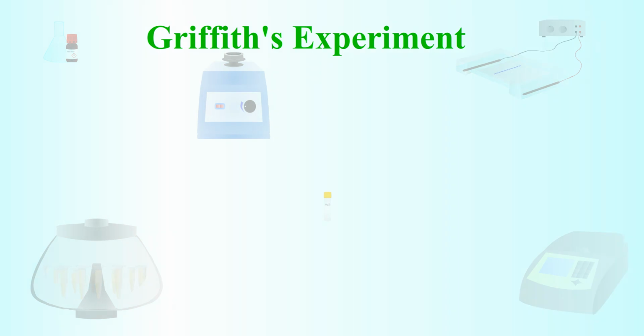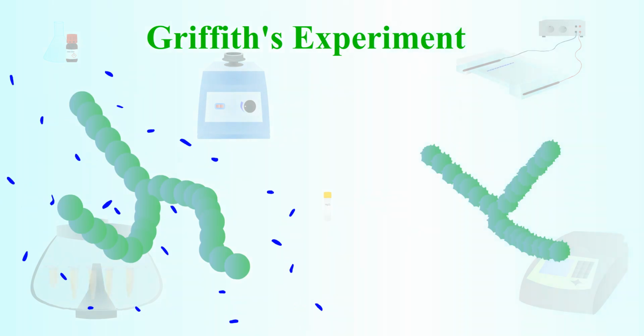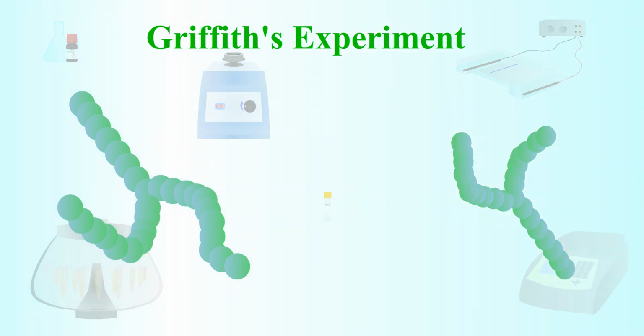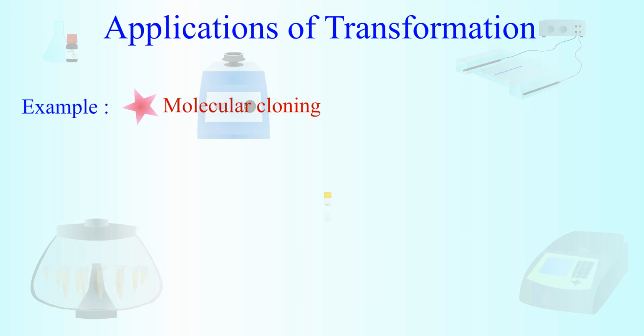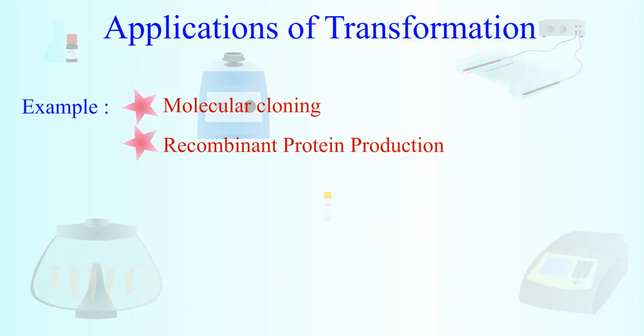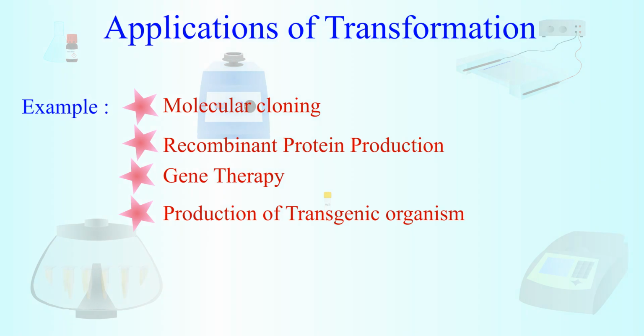Griffith concluded that something from the heat-killed smooth strain of bacteria has been transferred into the live rough strain of bacteria, transforming the rough strain to smooth strain. He called this process the transforming principle. The transformation in modern biotechnology has many applications. For example, in molecular cloning, it will help in recombinant protein production, gene therapy, production of transgenic organisms, etc.